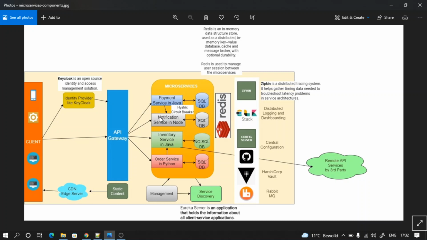Hence, it is very important that instead of hard coding the configuration for the service, we have a mechanism where all the services, when they are up and running, register themselves to a centralized service called the discovery service or service registry, which is here. The famous implementation is Eureka server. It is an application that holds information about all client service applications.